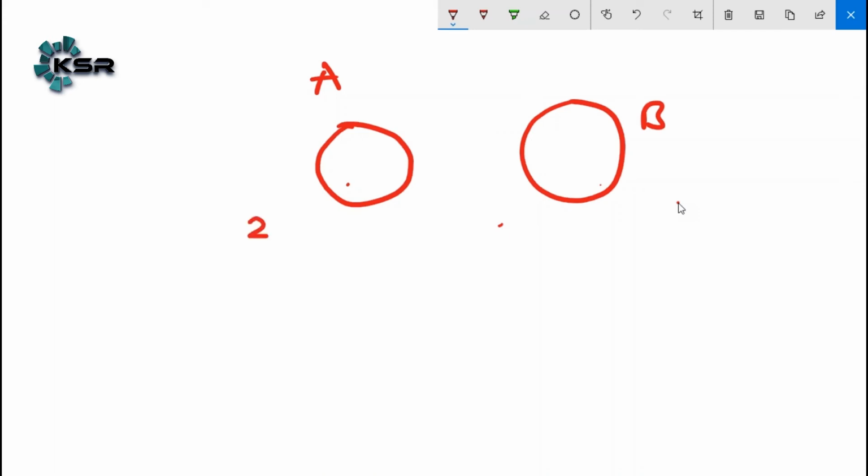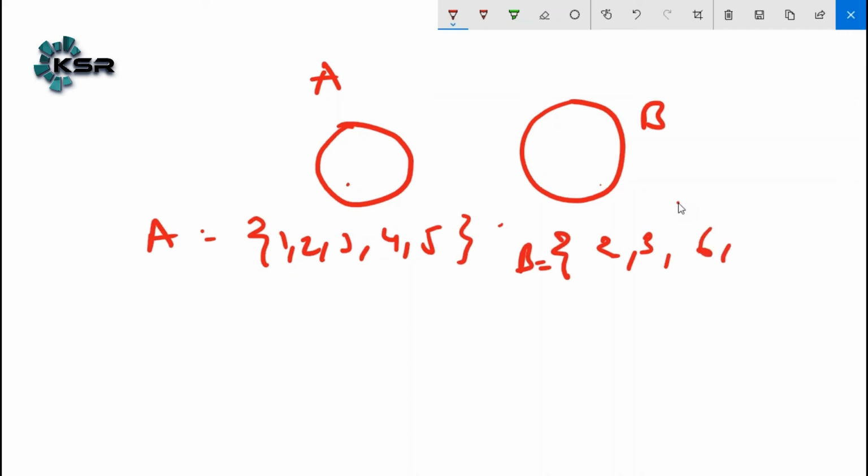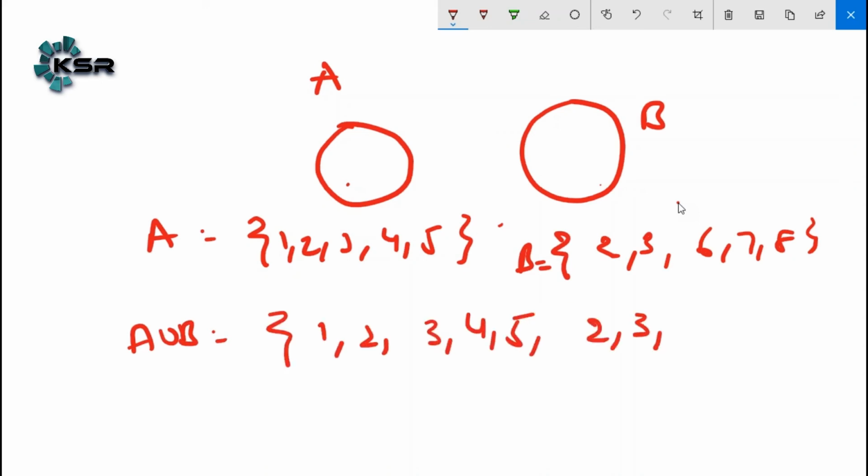Let's say A is equal to 1, 2, 3, 4, 5. B is equal to 2, 3, 6, 7, 8. When I add in the A union B, 1, 2, 3, 4, 5, 2, 3, 6, 7, 8. Ideally, how does it happen? Here in the A data set, 2 and 3 are common. In the B data set also 2 and 3 are common. But here, how many times are 2 and 3 counted? Two times. But as per the addition rule, none of the records should be counted more than once.